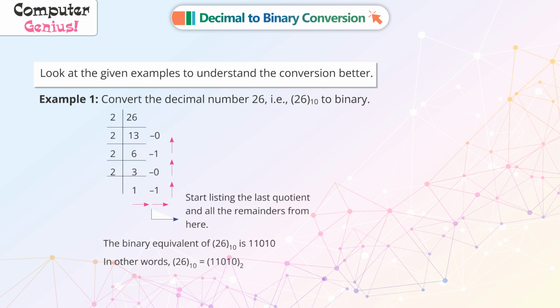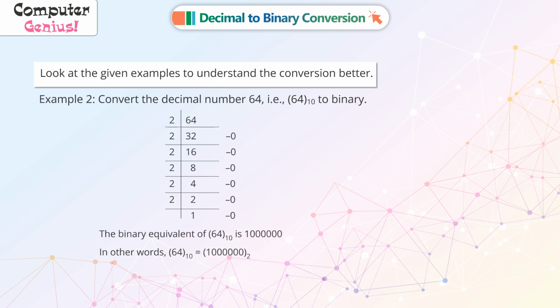Example 1. Convert the decimal number 26, that is 26 base 10, to binary. Start listing the last quotient and all the remainders from here. The binary equivalent of 26 base 10 is 11010. In other words, 26 base 10 is equal to 11010 base 2.